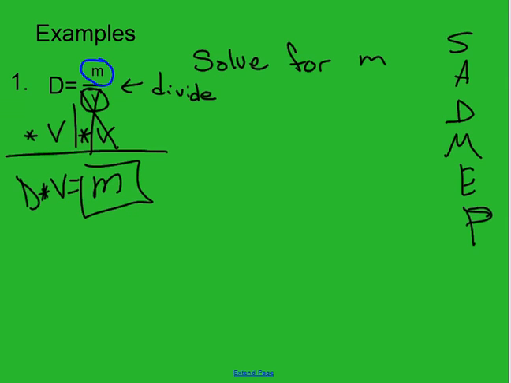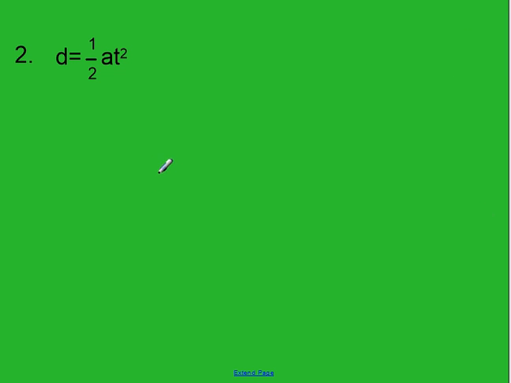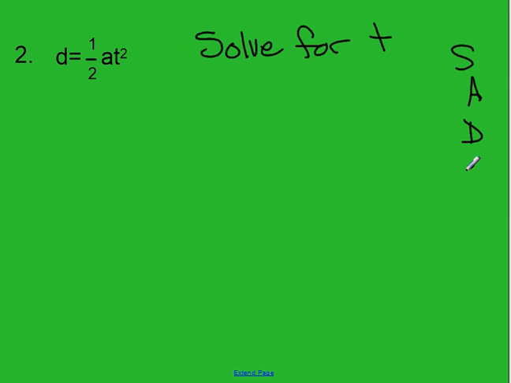Let's go ahead and try another one. This one, as you can see, is quite a bit more complex. In this case, we are going to solve for t. Don't forget about SADMAP, guys. Okay, so I need to first circle the variable that I'm working with. Hang on, let me make this a little bigger to make our lives easier.